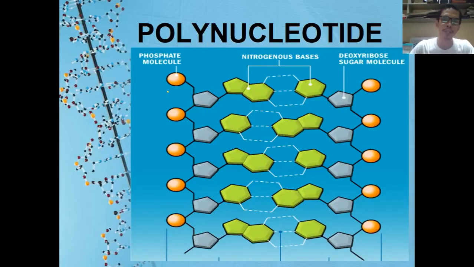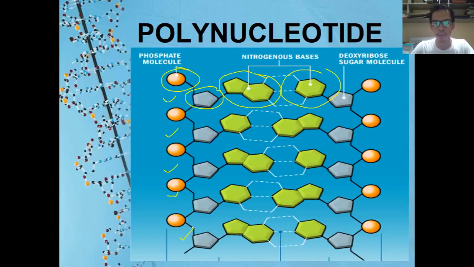So, in this picture that you see here, you have the phosphate group, then we have the deoxyribose sugar, and one of the nitrogenous bases, which is connected to another nitrogenous base. Alright, so basically, how many nucleotides do we have right here? 1, 2, 3, 4, and 5 nucleotides.